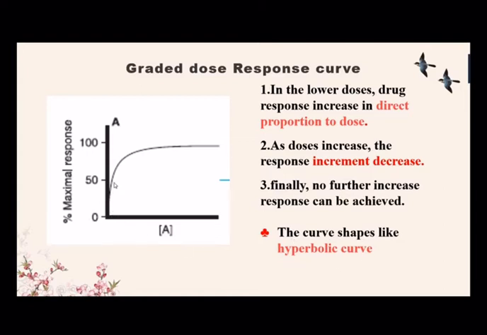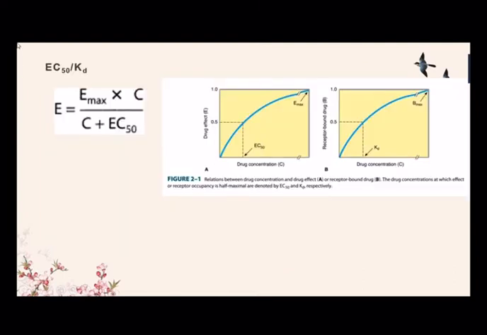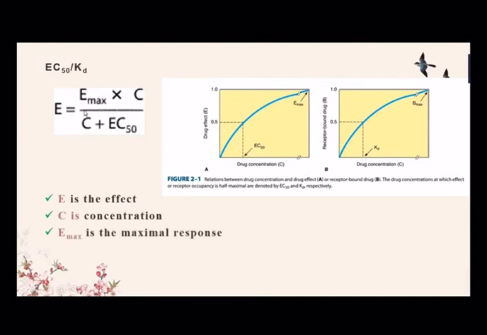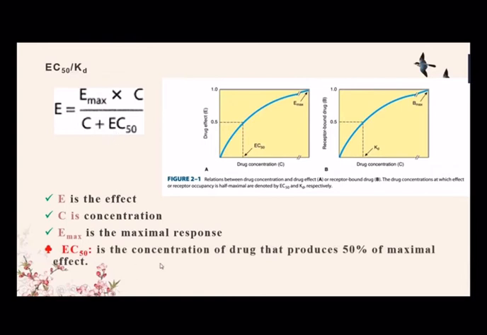Here is the equation. E is effect. C is concentration. Emax is the maximal effect. EC50 is the concentration of drug that produces 50% of maximal effect. The concentration that produces 50% of the effect, we call it EC50.